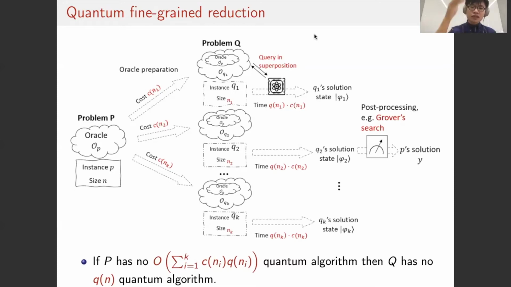Finally, from the k solution states, some post-processing step may be required, like Grover search, to compute the answer of problem P. Now, if we have such a reduction and the problem P has no sum of c_i n_i times Q_i n_i quantum algorithm, then we can claim that Q has no Q(N) time quantum algorithm. That is to say, if the reduction time is less than the quantum lower bound of problem P, then we'll get a quantum lower bound of problem Q.